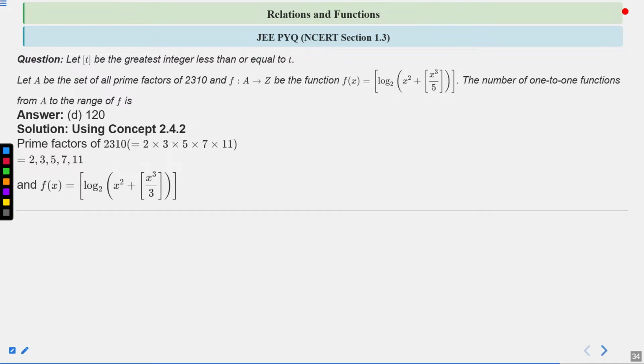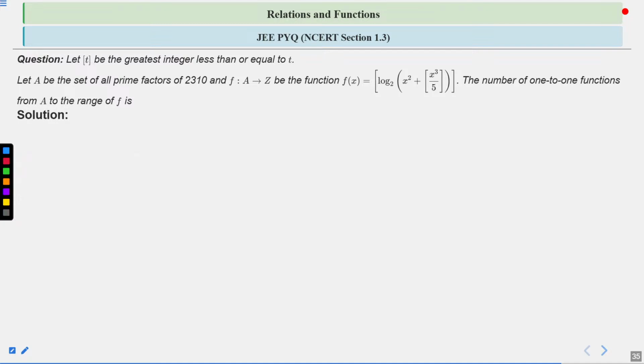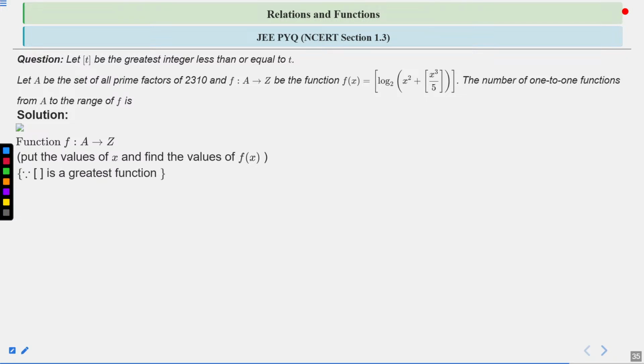Therefore, f(x) is equal to the greatest integer function of log 2 x square plus the greatest integer function of x cube upon 3, which is given, right? The function f is defined from A to Z, right? So put the values of x and find the values of f(x), right? Since the box is the greatest integer function, we know.